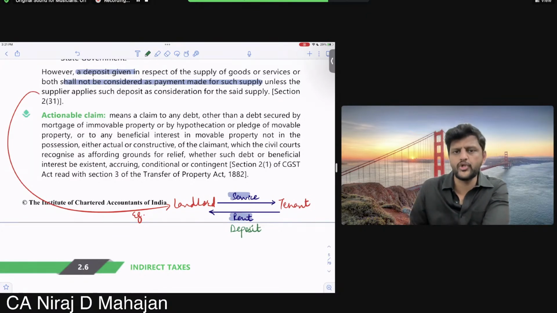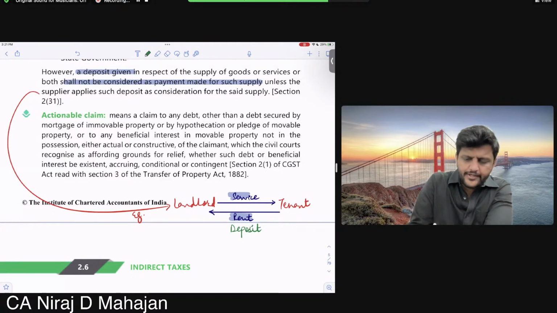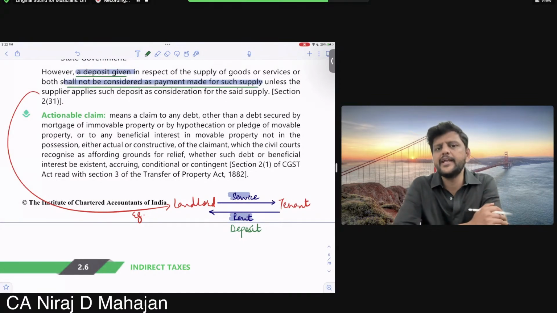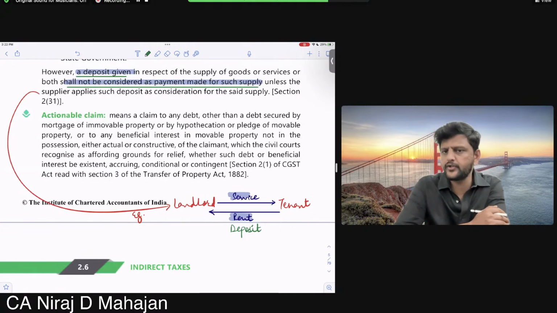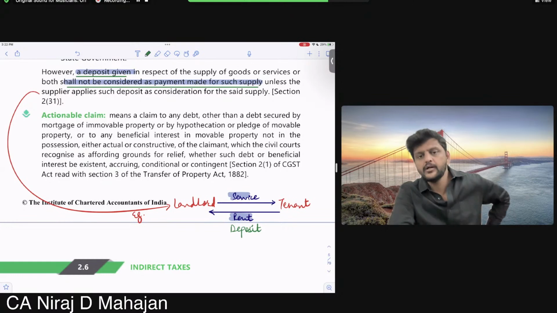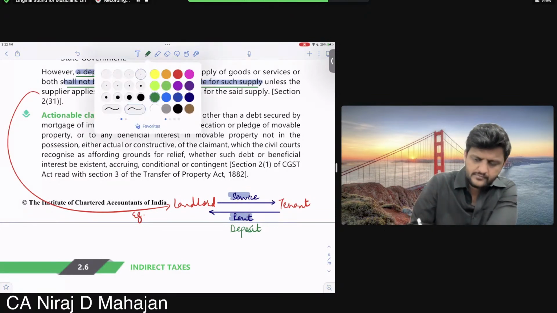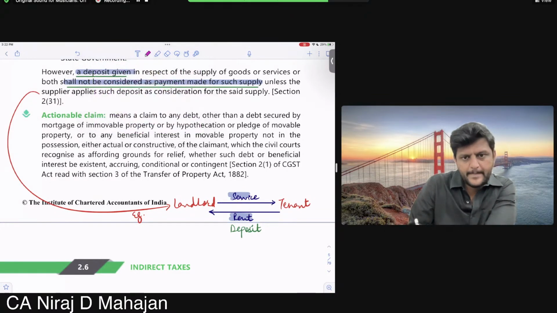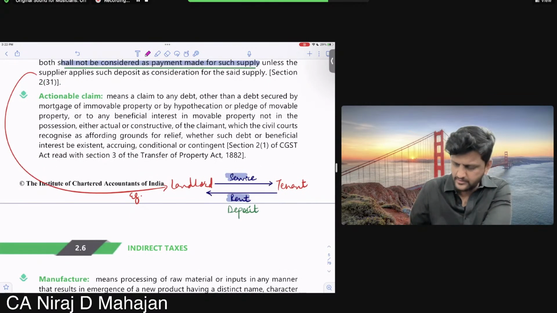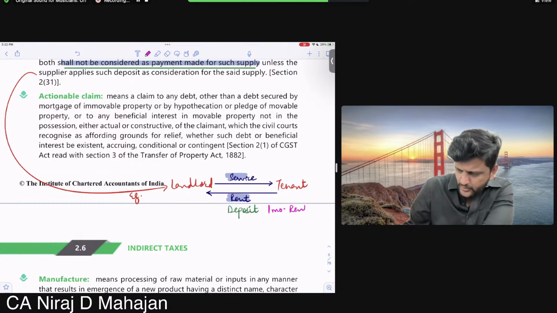That deposit will not be taken as consideration. Understood? A deposit given shall not be considered as payment for such supply. That deposit is not towards the service. It is just a security. Right? Is it okay? Let us say, I had given this example in house property income tax. Let us say, this is one month rent as deposit. Are you understanding my example?